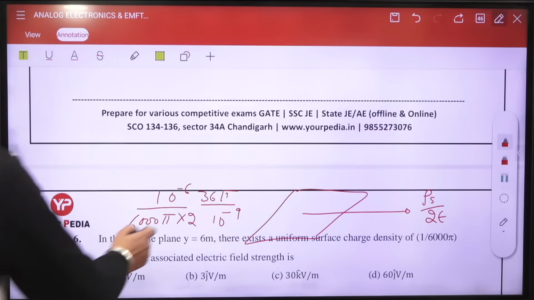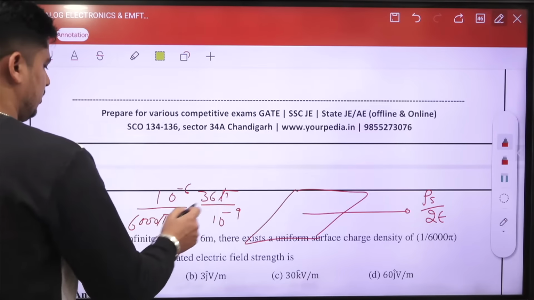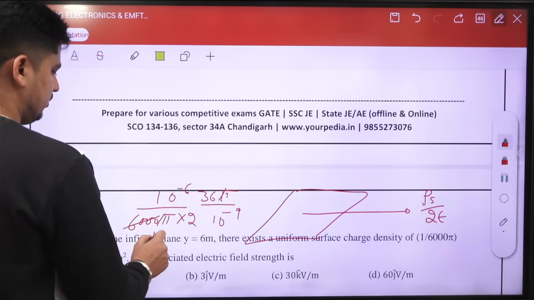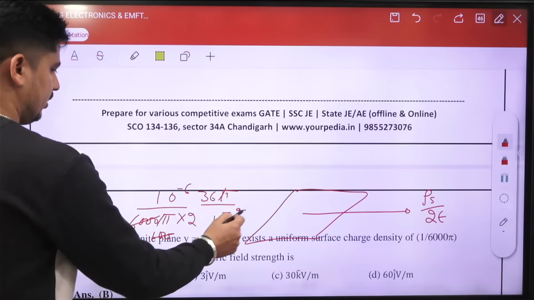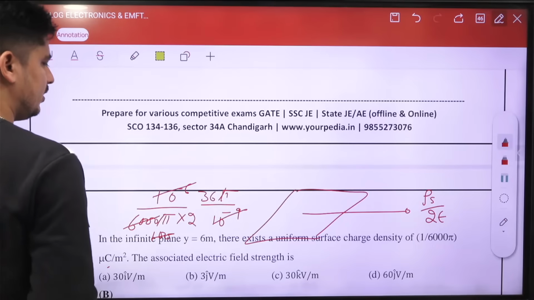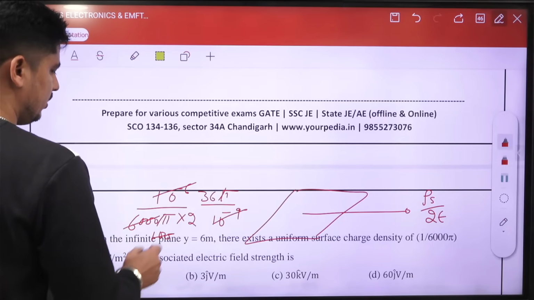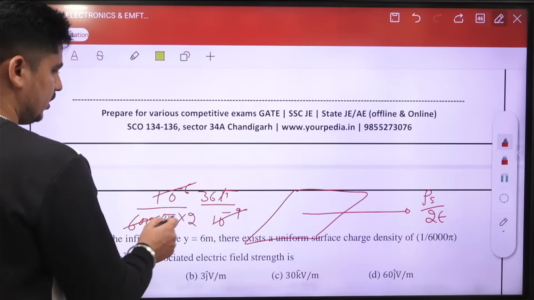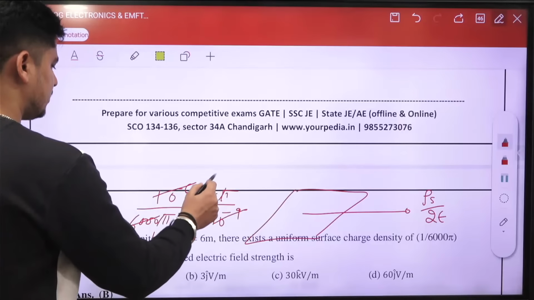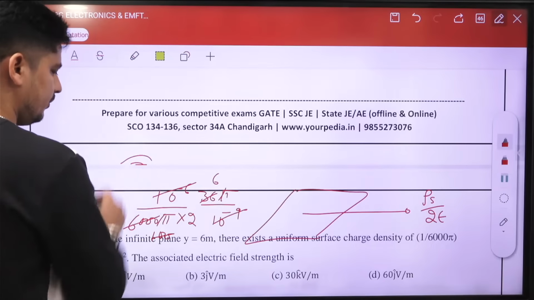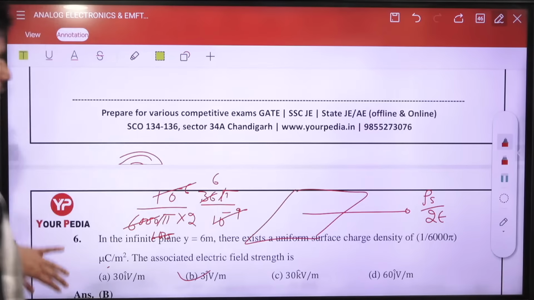So pi to pi cancel out, and 1000 combined with 10 raised to power 9 and 10 raised to power minus 6 cancel out. We are getting how much? 36 by 6 is 6. So this is going to be 3j volt per meter.